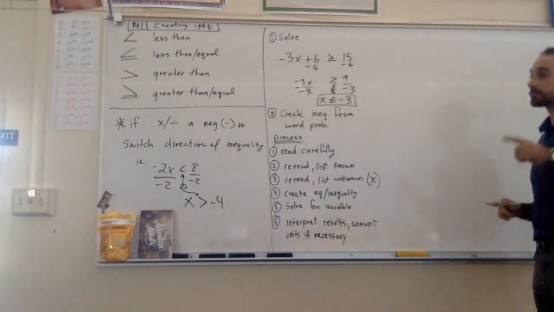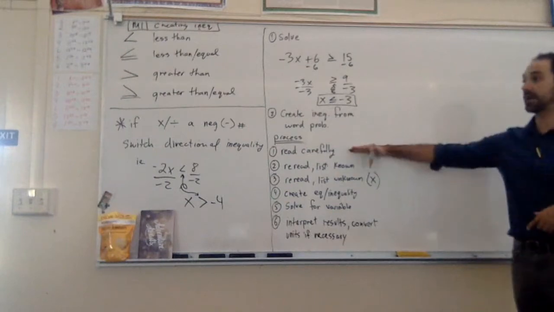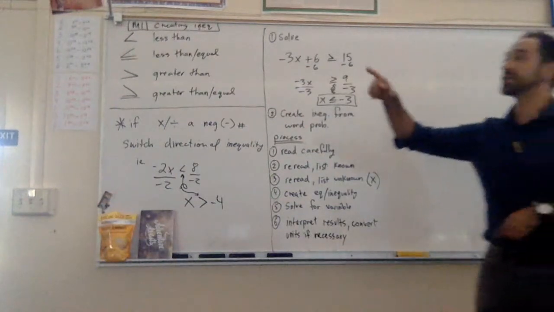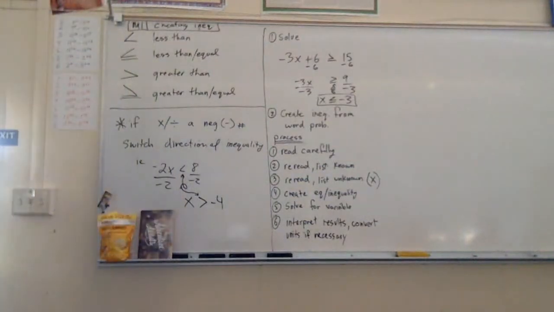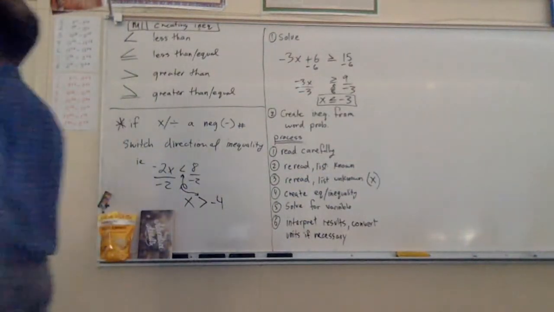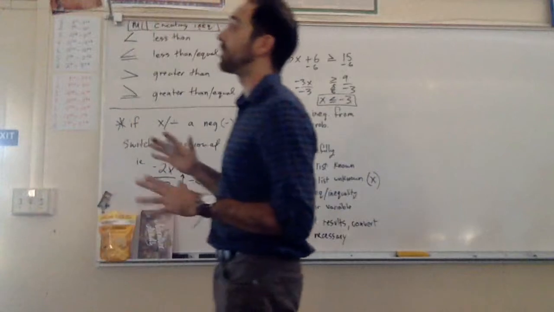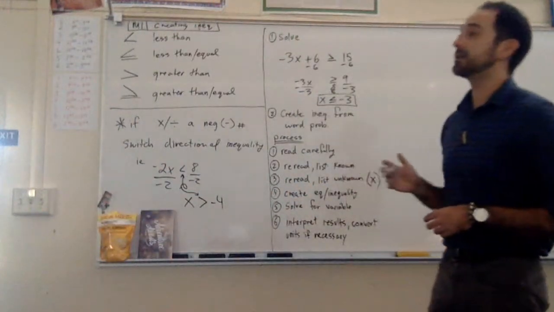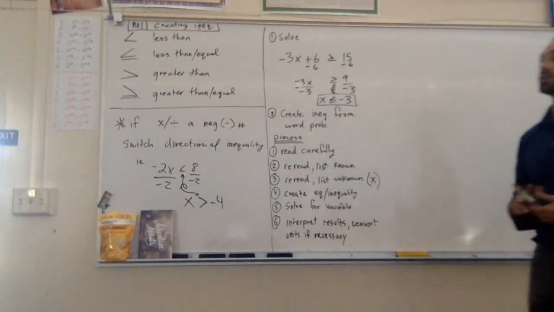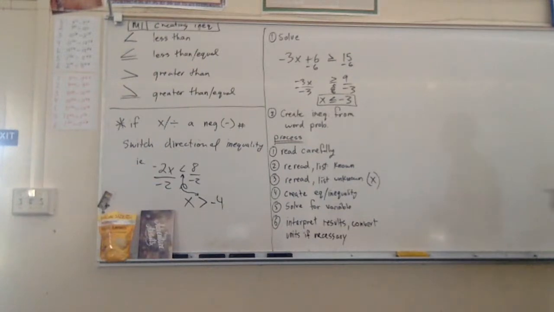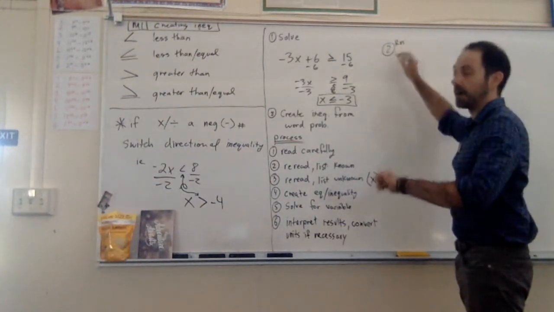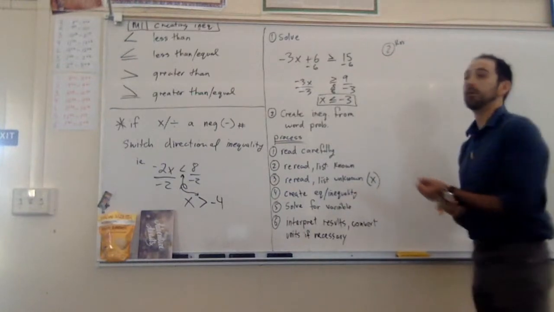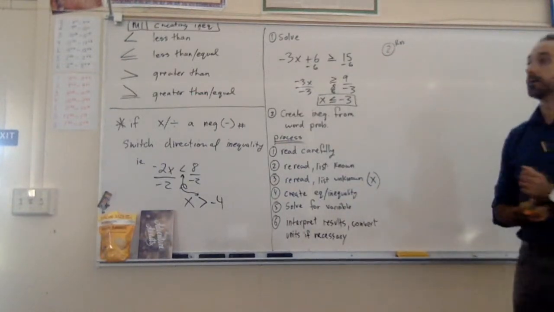Number 2. All right, step 1, read carefully. A taxi charges a flat rate of $1.75 plus an additional 65 cents per mile. If Erica has at most $10 to spend on the cab ride, how far could she travel? Okay, so we just read it. Let's reread it, and I'm going to get some notes from you. Let's go one known. What do we know?